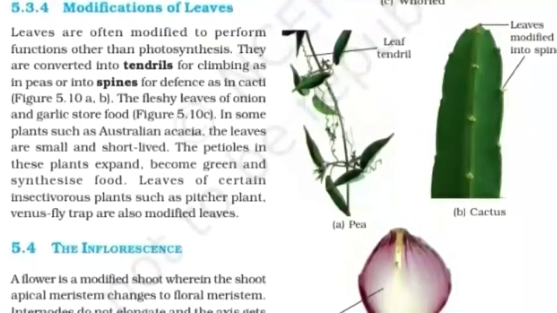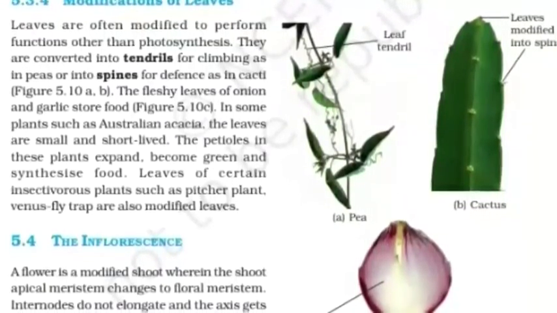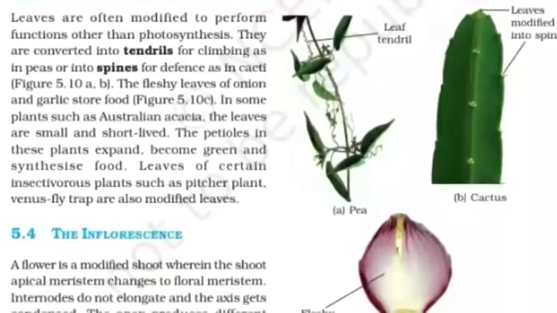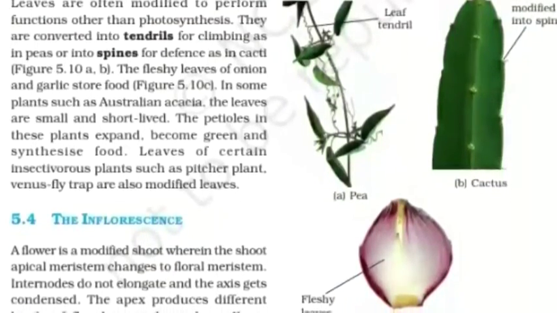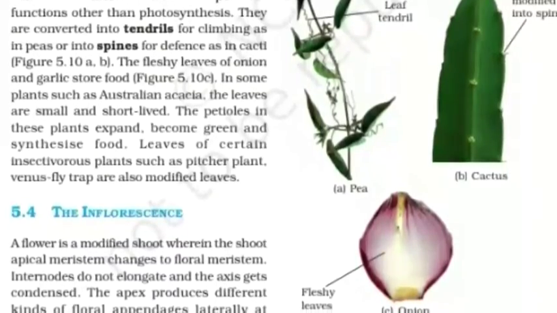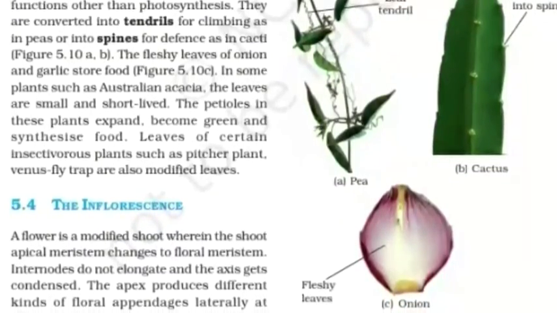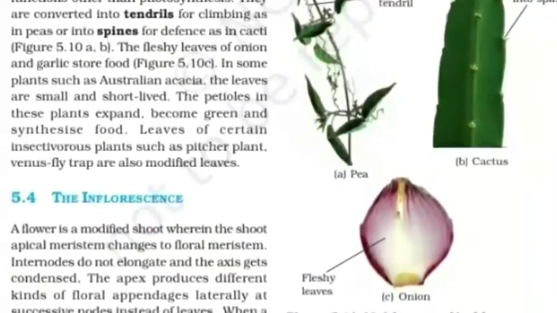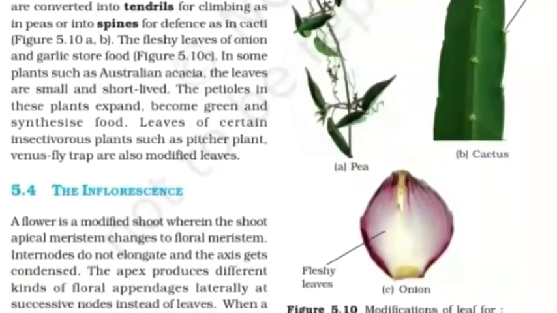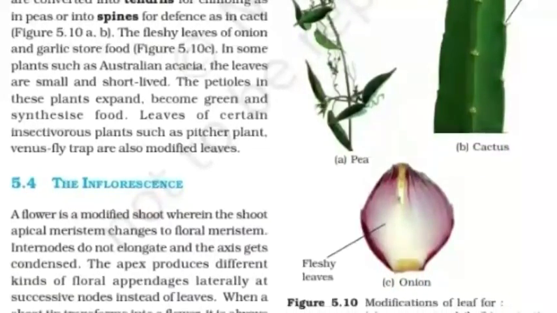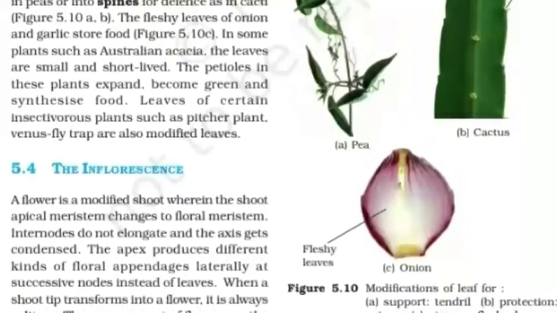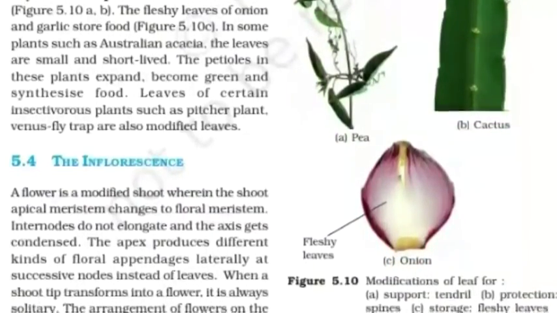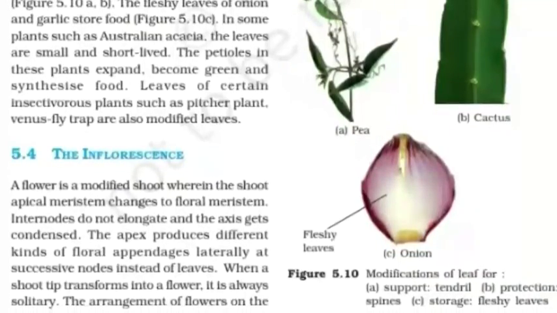In some plants, such as Australian acacia, the leaves are small and sword-like. The petiole in these plants expands, becomes green, and synthesizes food. Leaves of certain insectivorous plants, such as pitcher plant and Venus flytrap, are also modified leaves.